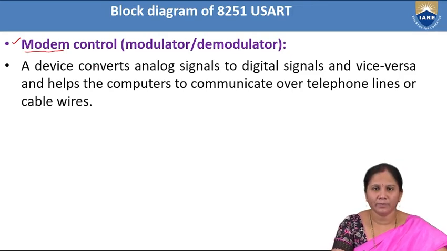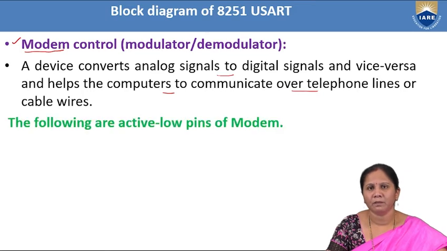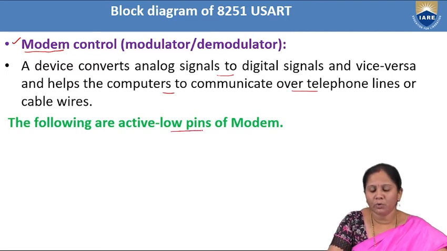This is the hardware unit which acts as a switch in order to connect the computer to the internet by using the telephone lines. A modem is a device that converts analog signal to digital signal and digital signal to analog signal, and it connects computers to the internet using telephone lines. To do all such operations, there are some active low pins.